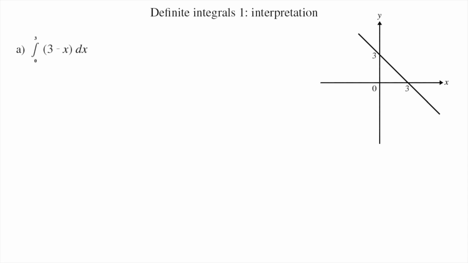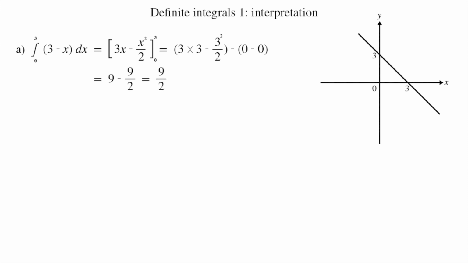Firstly, the integral from 0 to 3 of 3 minus x dx, which is 3x minus x squared over 2, evaluated between 0 and 3, which is 3 times 3 minus 3 squared over 2, subtract 0 minus 0, which is 9 minus 9 over 2, which is 9 over 2. So that's the final answer.